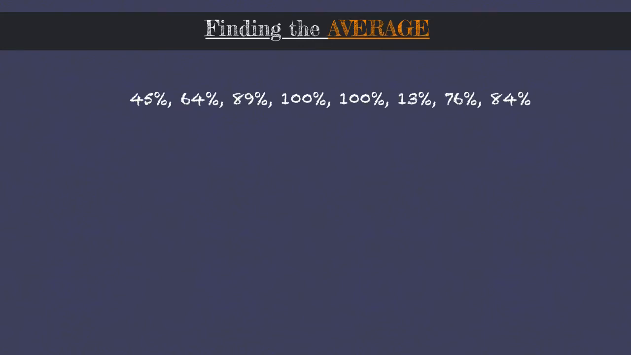Hey guys, in this video we're going to be finding the average of the terms given. The formula for finding the average is equal to the sum of terms divided by the number of terms. So let's go ahead and just plug into our formula the things that we need.